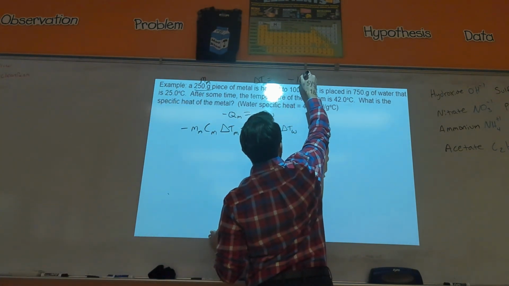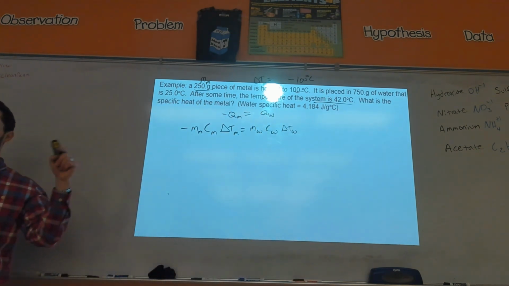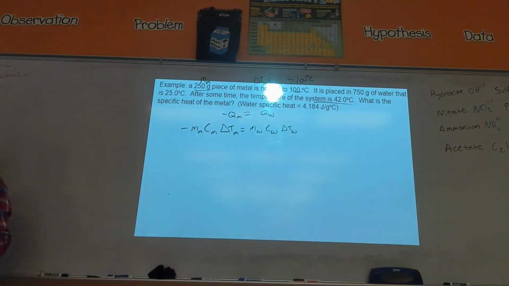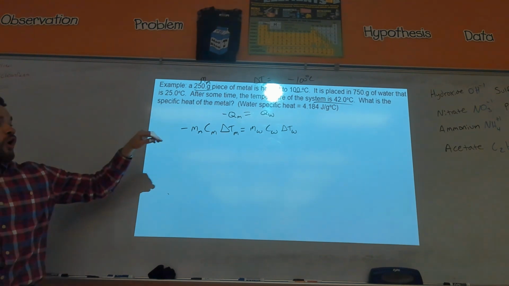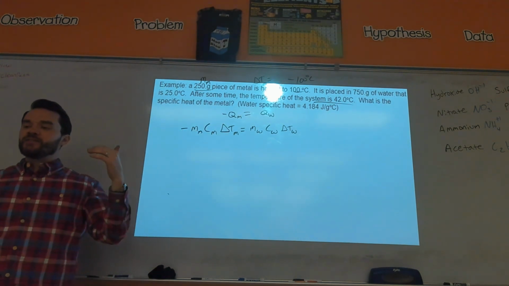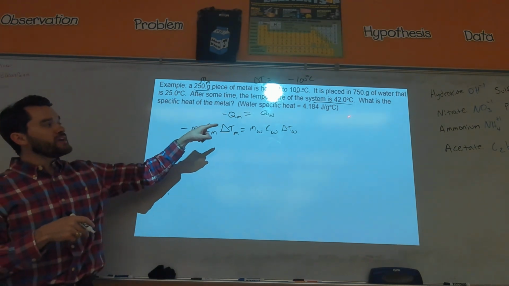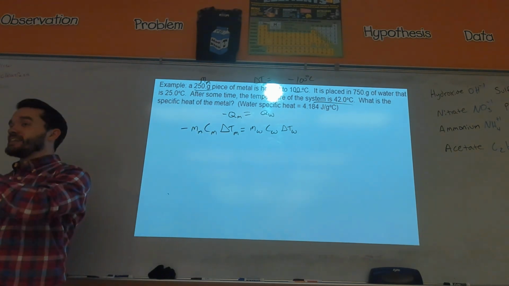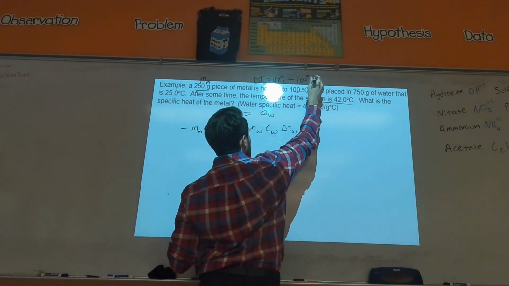Now, to understand why that is, yes, good, Stephen. You're like, what is the system? You're like, I hate the system. The system here is the metal and the water together. So the heat from the metal is being transferred to the water. When the metal and the water reach equilibrium, the temperature between them will be 42 degrees Celsius. That's why that is the final temperature. So 42 degrees Celsius is the final.